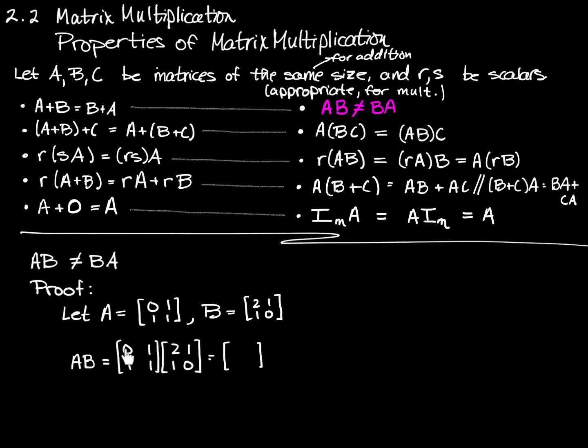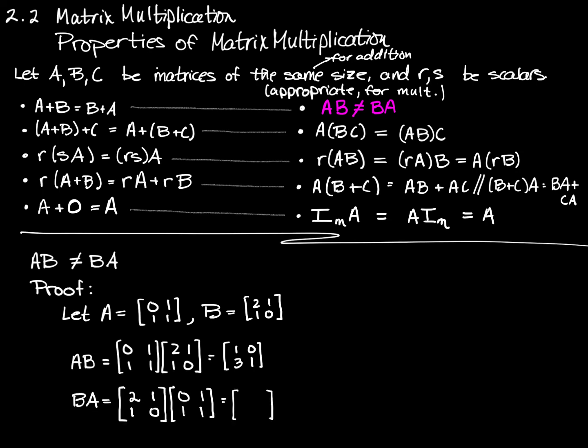All right, row 1 times column 1 is 0 times 2 plus 1 times 1 is 1. Then I have 0 times 1 plus 1 times 0 is 0. And I'm ready to do row 2. 1 times 2 plus 1 times 1 is 3. And 1 times 1 plus 1 times 0 is 1. So that's the result of multiplying A times B.